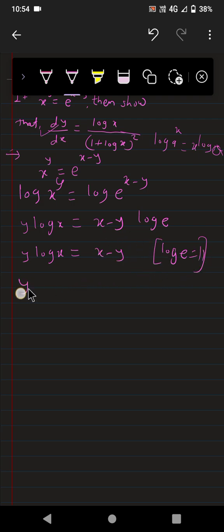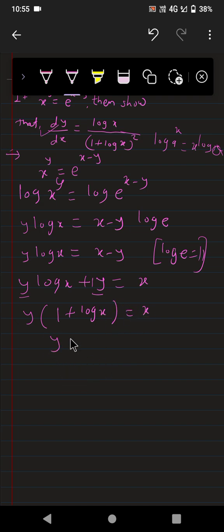So y log x, shift this minus y to the left side. This becomes plus y, which is equal to x. So take the same terms as it is. What is common here? y is common. y into, what is the coefficient? 1. So (1 plus log x) into y is equal to x. So y is equal to x upon (1 plus log x), shifting this into the denominator.